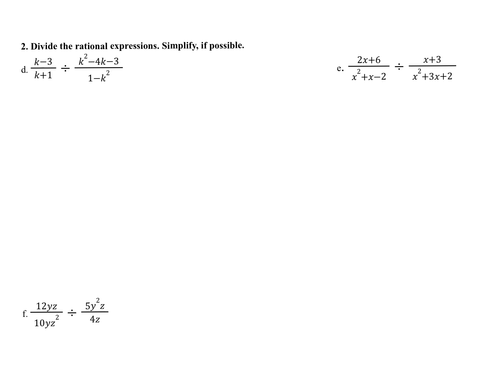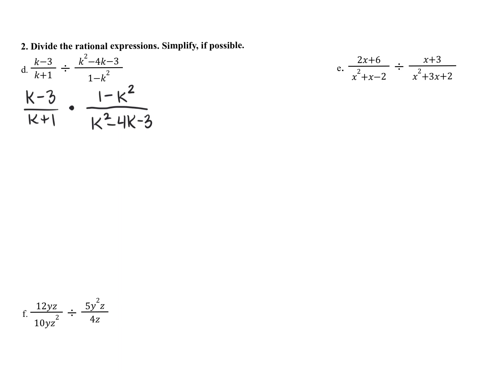The way we do that is we keep the first fraction the same. So that would be k minus 3 over k plus 1. We change the operation to multiplication, and then we flip the second fraction. So it becomes 1 minus k squared over k squared minus 4k minus 3. This method is called keep, change, flip. You keep the first fraction, you change the operation to multiplication, and then you flip the second fraction.